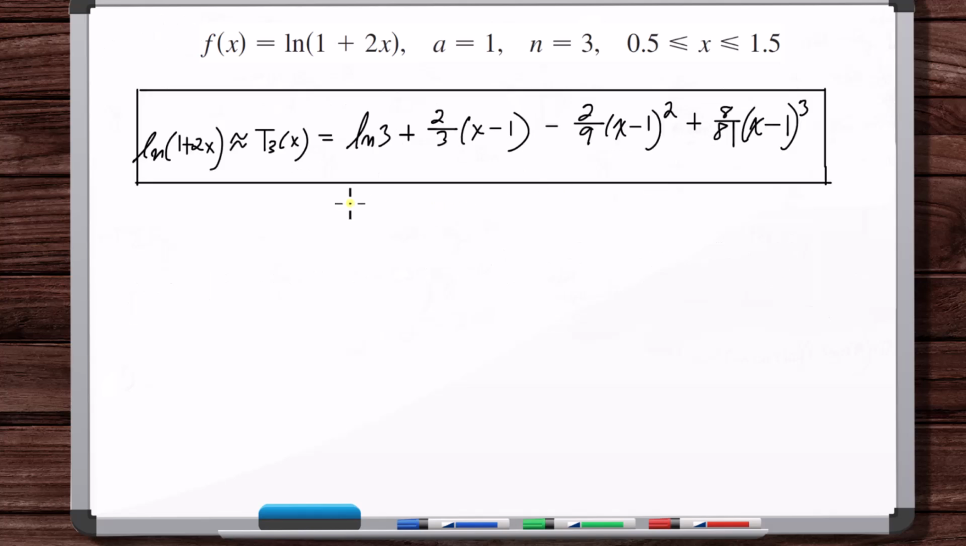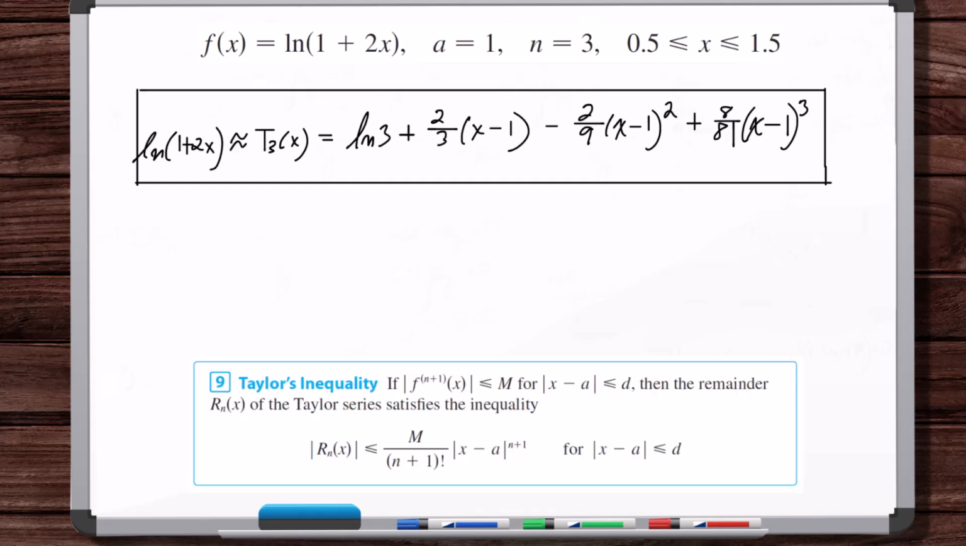Now we want to use Taylor's inequality to get a ceiling on the maximum possible error we could get using the T sub 3 polynomial to approximate the function value, if we're restricting the x inputs to be along this range. Taylor's inequality gives us the largest that the absolute value of R sub n can possibly be. R sub n is just like what we learned about with partial sums in the first half of the chapter, but this applies with the Taylor polynomial and the Taylor series.